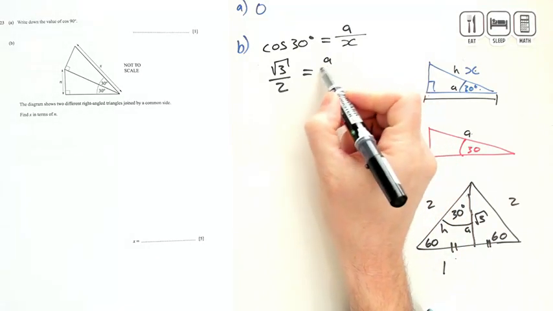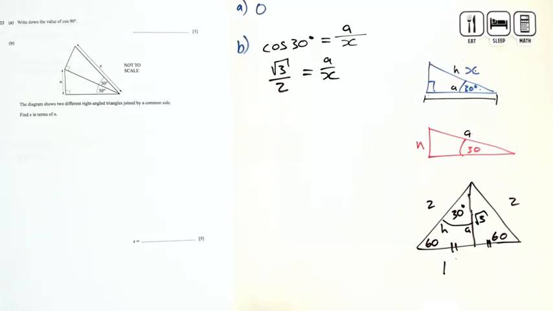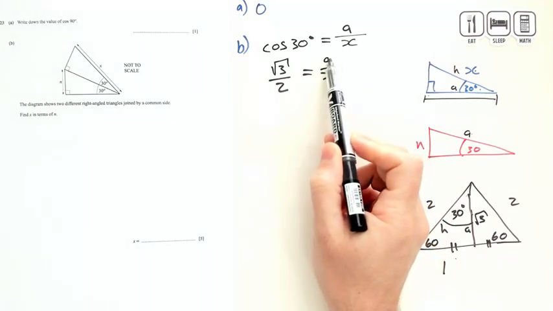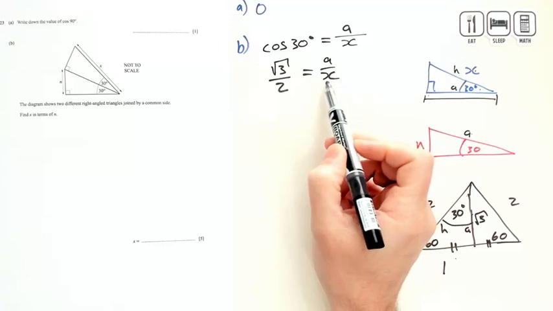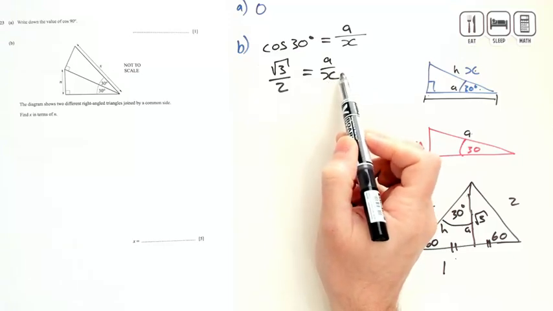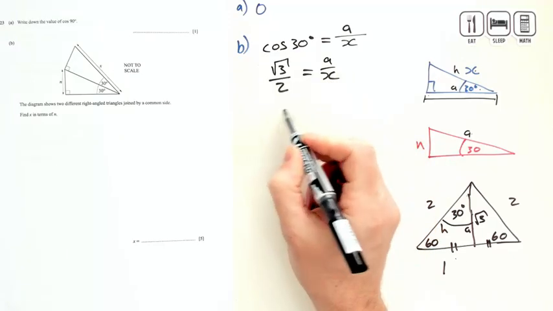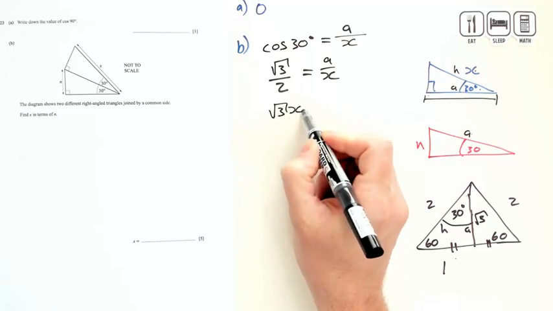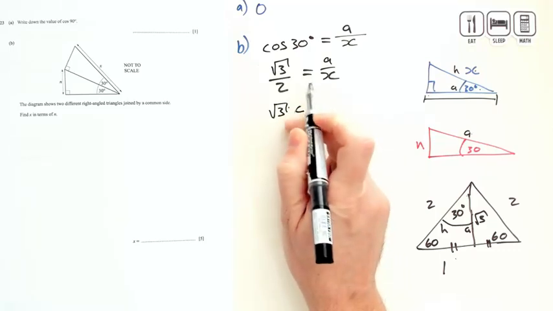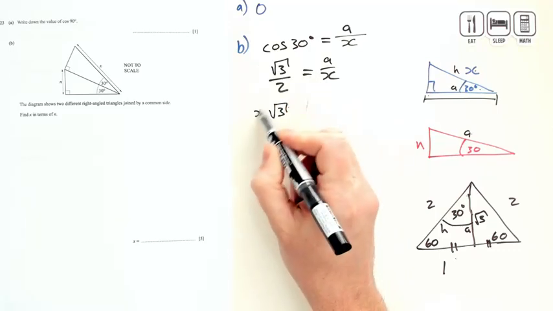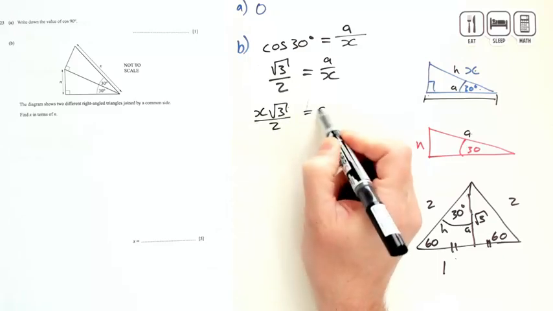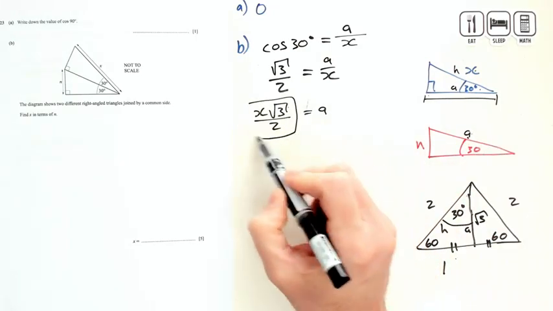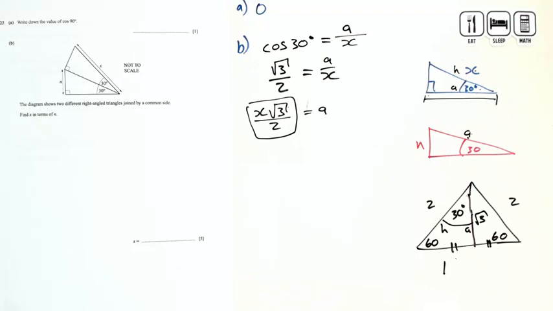And then this is a over x, so that's fine. I'm going to make a the subject, and to do that, I'm just going to multiply by x on both sides. Then I'm going to be left with the square root of 3 times x, or x square root 3. Maybe that looks a bit better. So x square root 3 over 2 is going to be a. So I know this a is this whole thing over there.